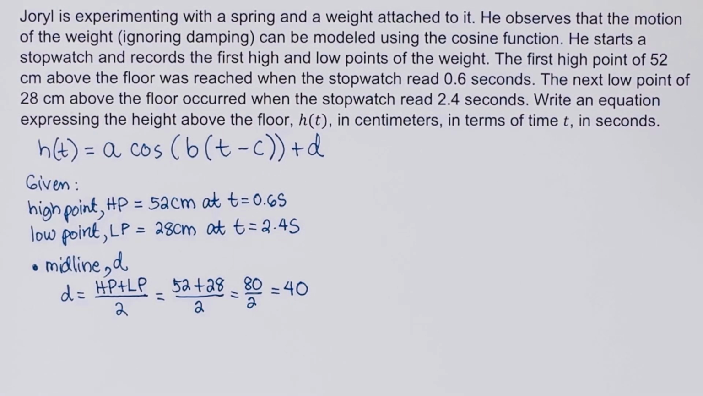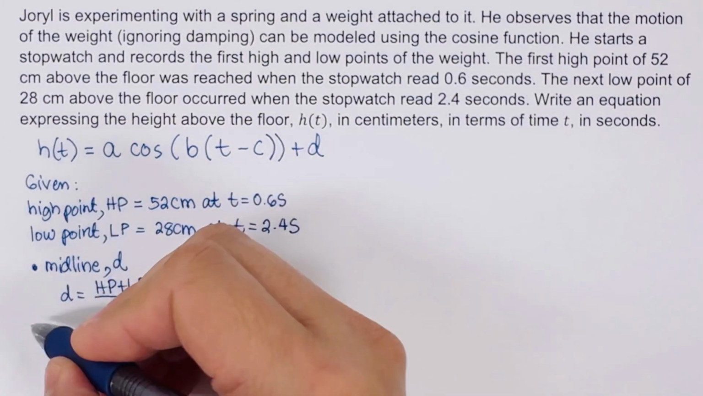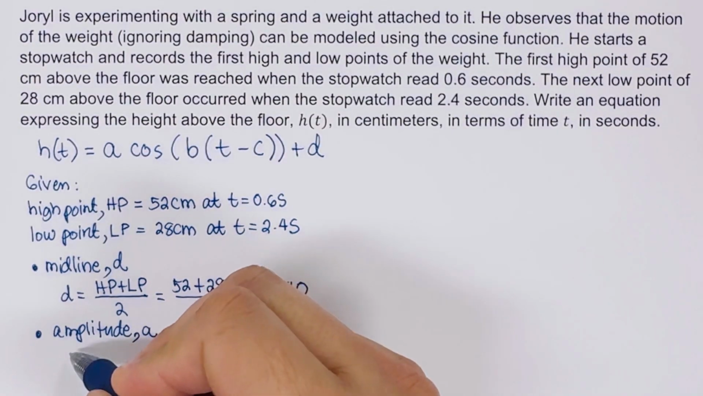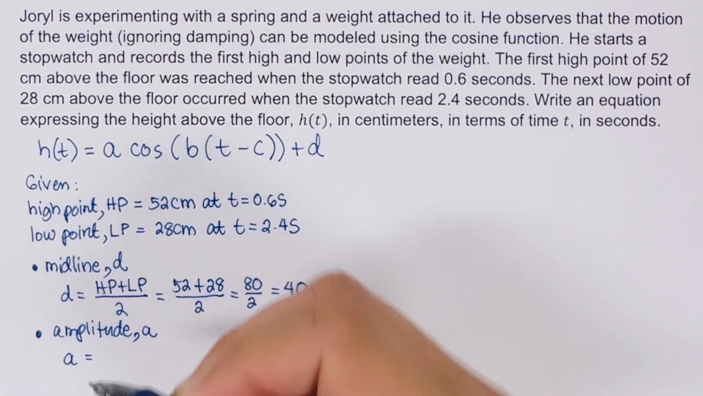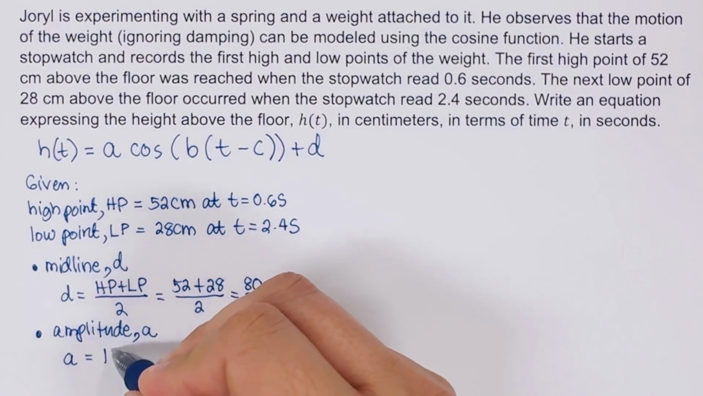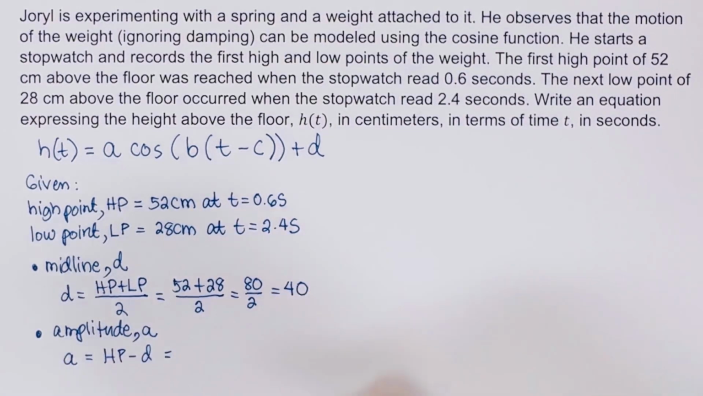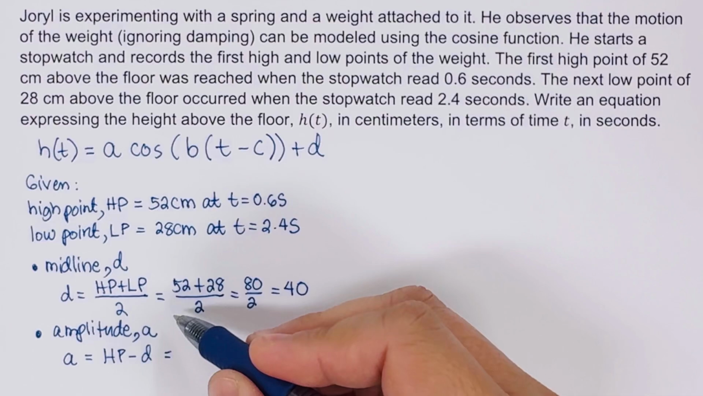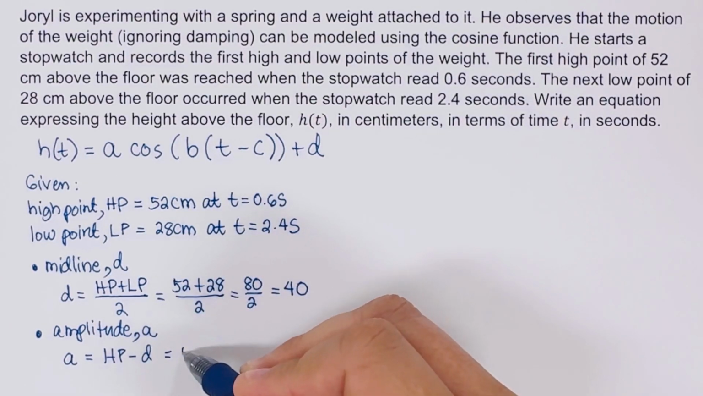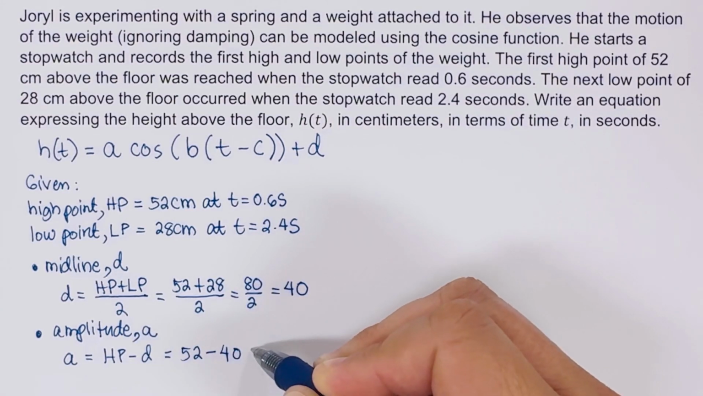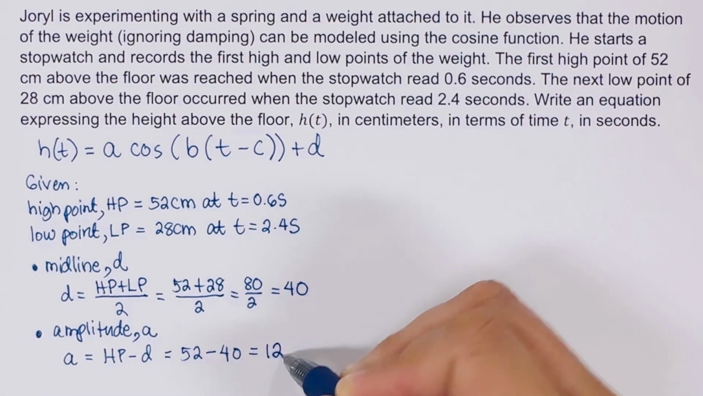Now let's determine the amplitude A. The amplitude is the distance from the midline to either the highest point or the lowest point. So we can go ahead and say that the formula for the amplitude is highest point minus D. So we go ahead and plug in the values. Our highest point is at 52. We subtract the D value of 40 so that our amplitude is 12.